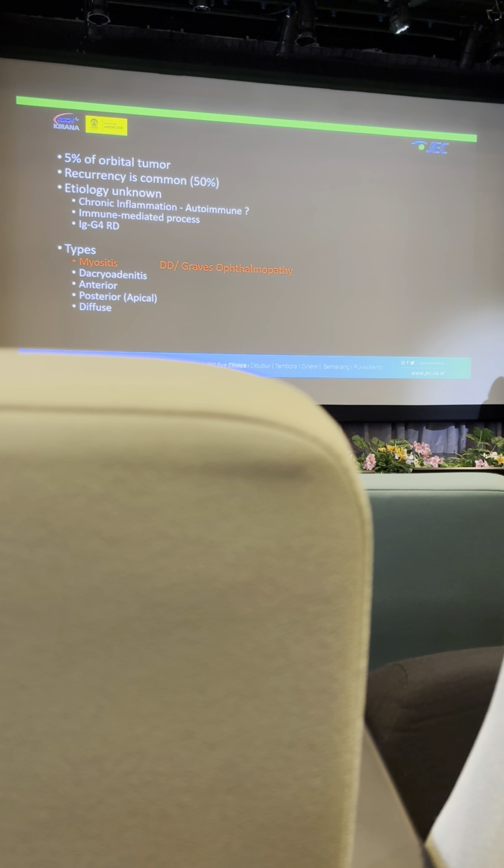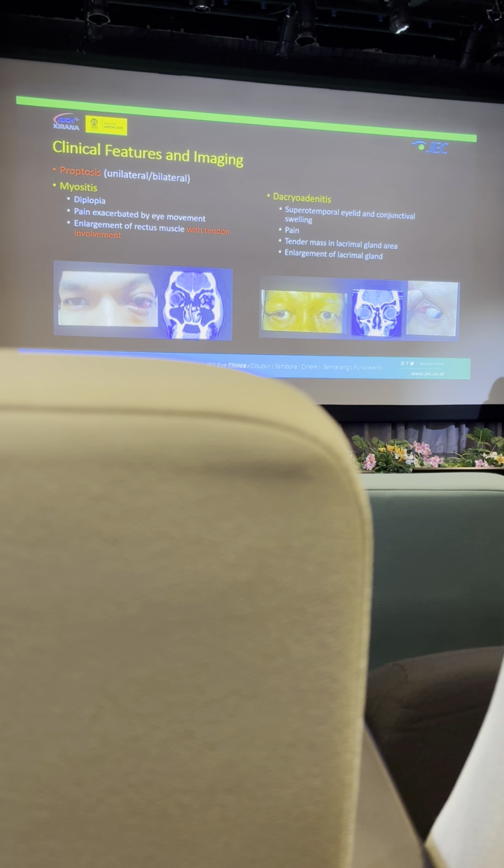The etiology is still unknown, maybe caused by an inflammatory autoimmune, IgG4-related or immune-mediated process. And there are so many types: myositis, dacryoadenitis, anterior, posterior, or diffuse type. In the clinical features and imaging, patients usually come to us with proptosis, unilateral or bilateral. In the myositis type, they usually get diplopia, pain exacerbated with eye movement, and enlargement of the rectus muscle with tendon involvement in the CT scan.